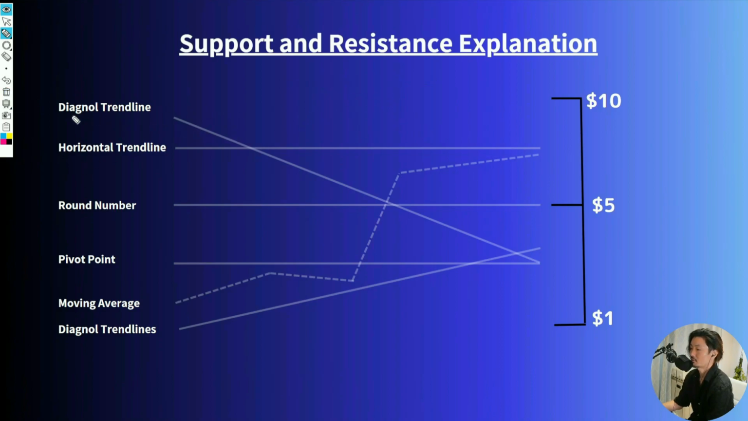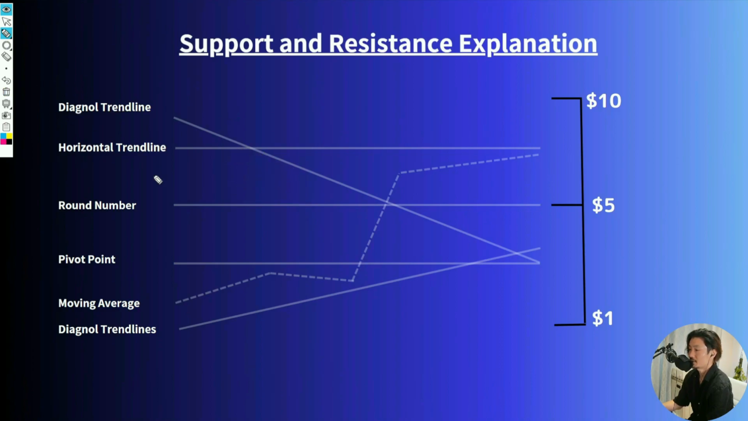Okay, so we'll start off with this diagonal trend line, which is a type of support and resistance. Now, if price is coming from the top to bottom, this diagonal trend line will create future strength in the opposing direction, which will be up in this case. And the same goes for if price is coming up towards this diagonal trend line. This same diagonal trend line will create future strength down.